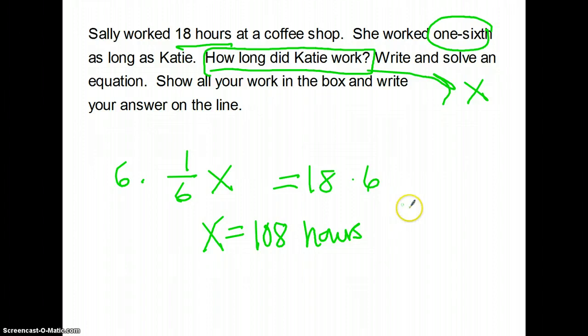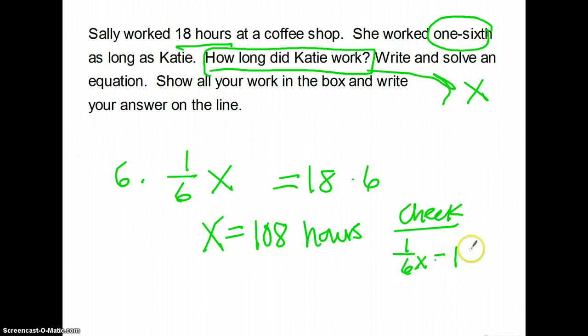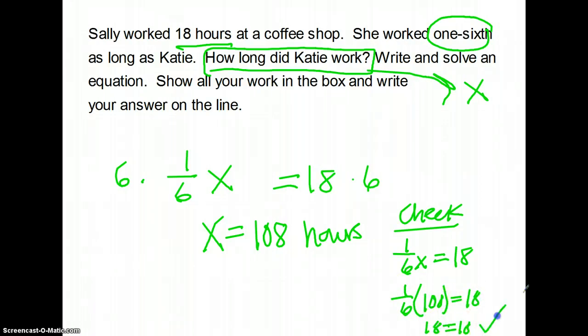Okay, and then you need to check it. You need to check every equation. Write my original problem. 1/6 x equals 18. Plug in 108. Oops. And then I check to see if that actually is equal, and it is, so I am right.